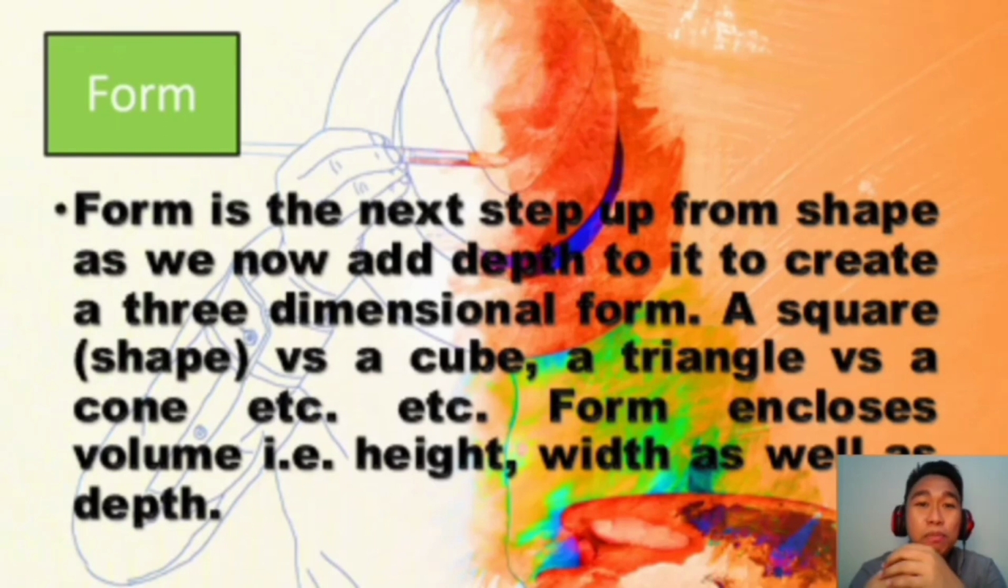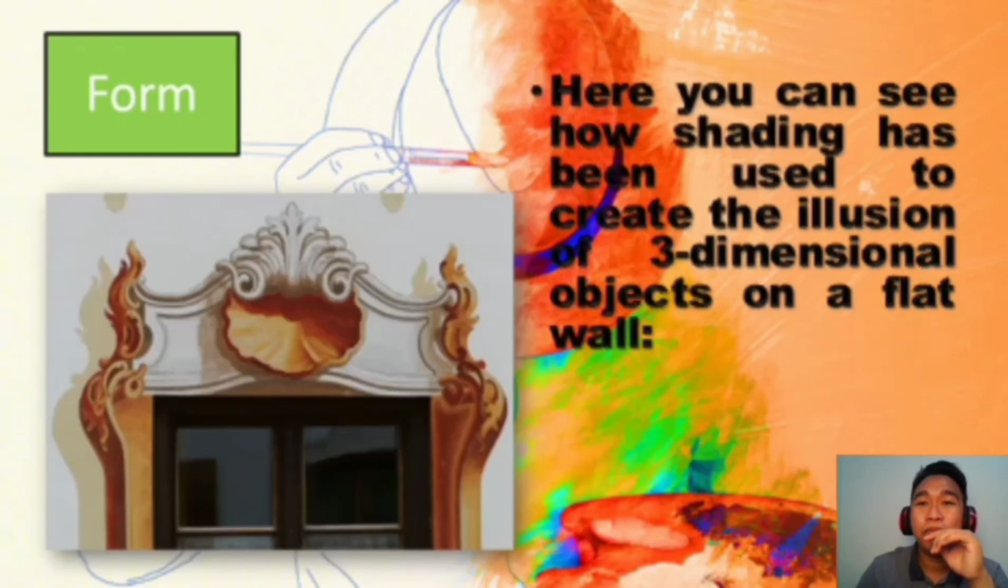This is known as trompe l'oeil, and it is achieved using tools such as value like shading, color, and contour lines. So, kung titingnan nyo, yung example natin dito sa screen, here you can see how shading has been used to create the illusion of three-dimensional objects on a flat wall.